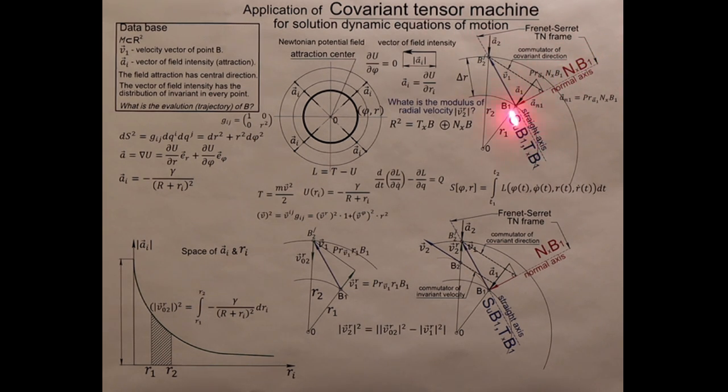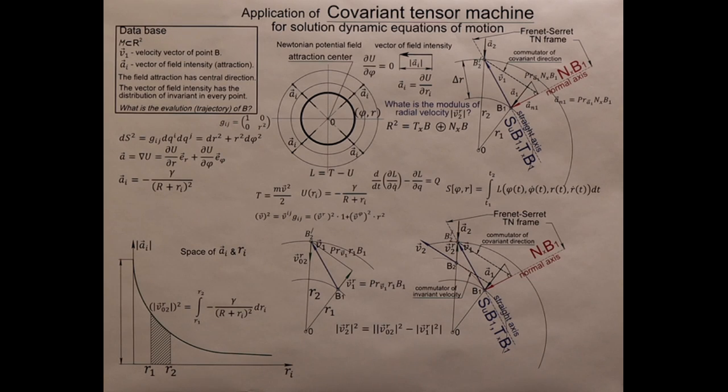TN frame, projection on the normal axis. From the start point of the vector, draw the straight line that connects the arrow of the velocity vector v1 with the start point of the intensity vector, an1.